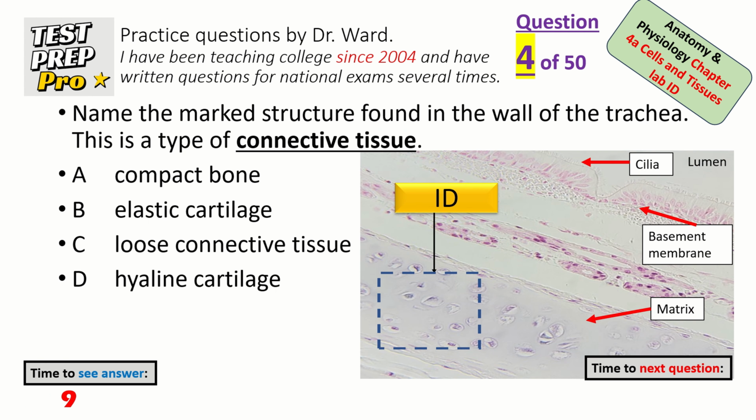Name the marked structure found in the wall of the trachea. This is a type of connective tissue. It's got an area marked next to matrix. Hyaline cartilage.